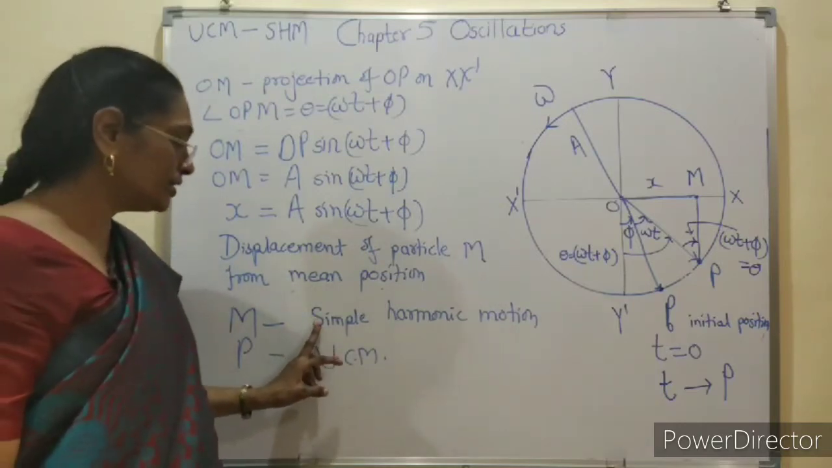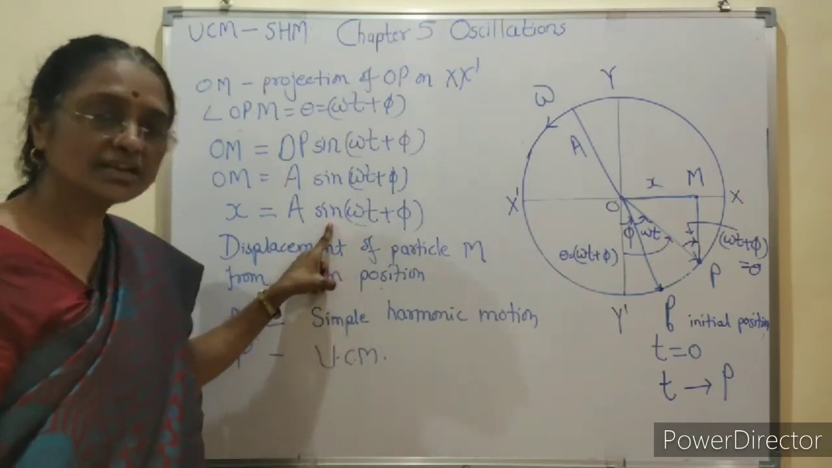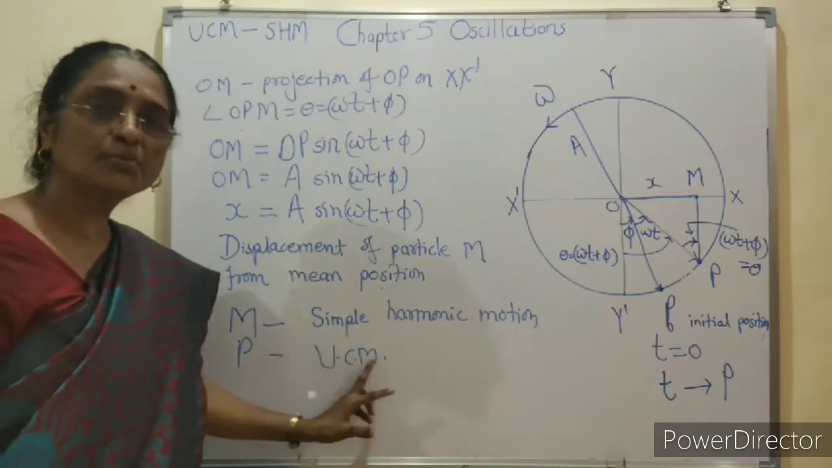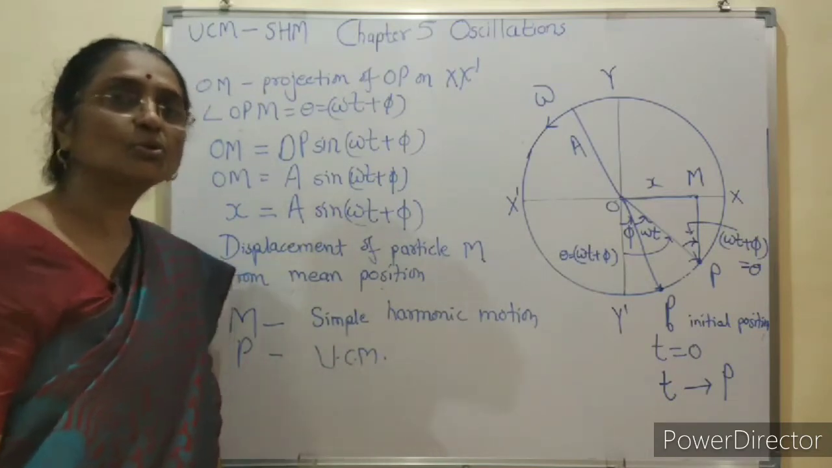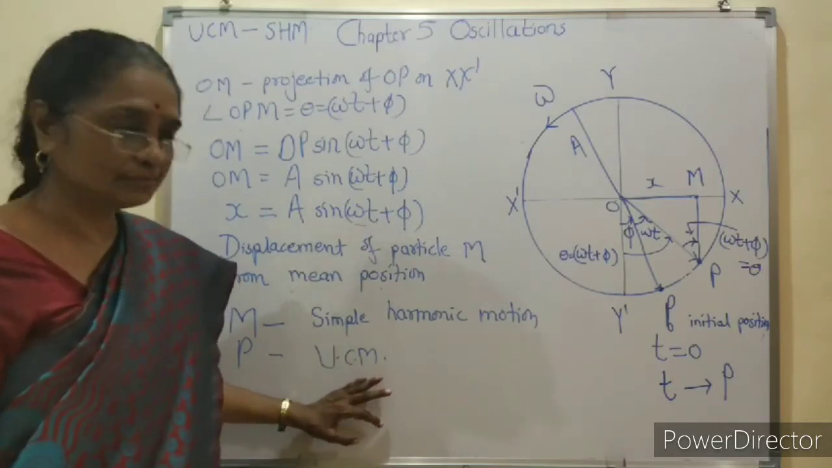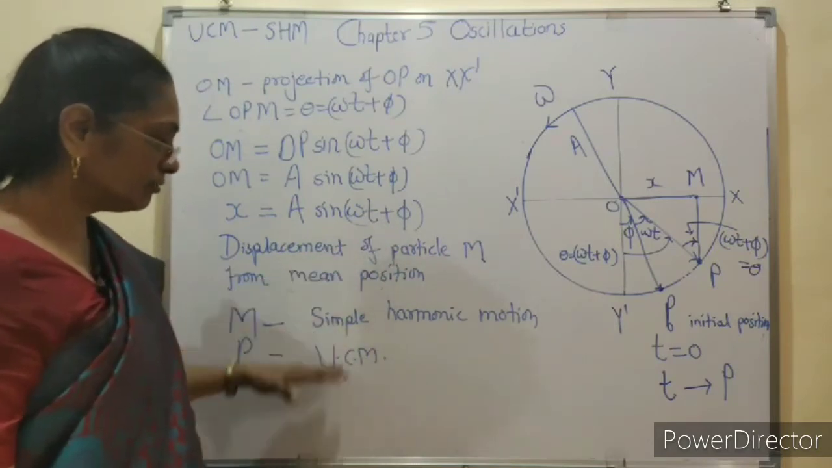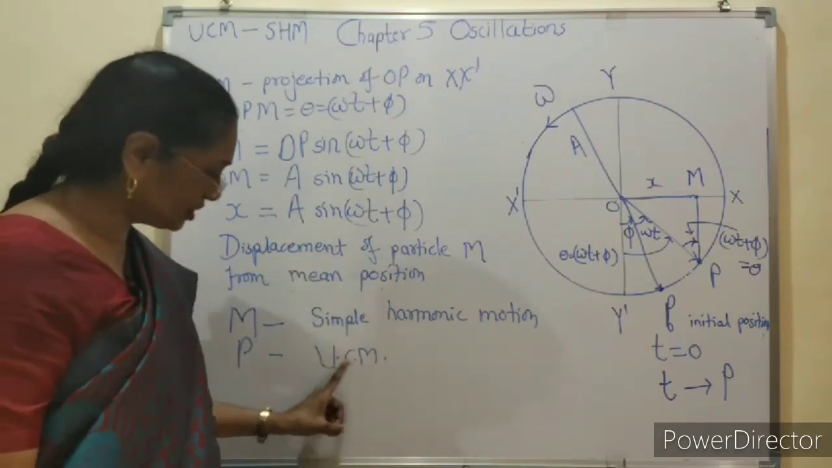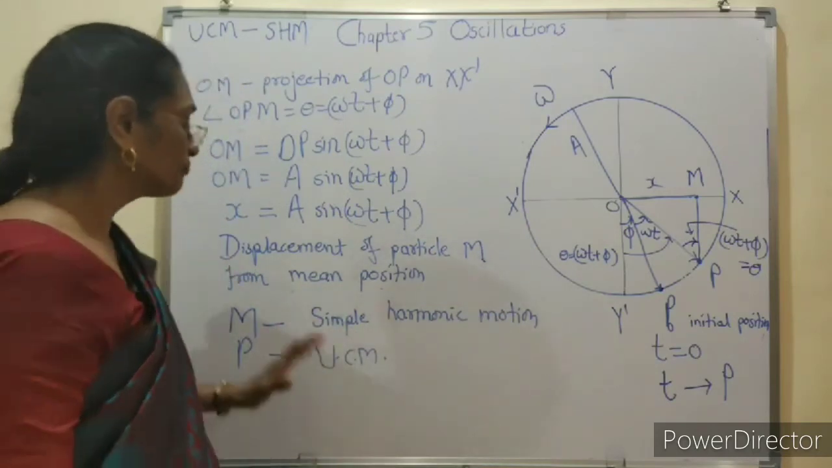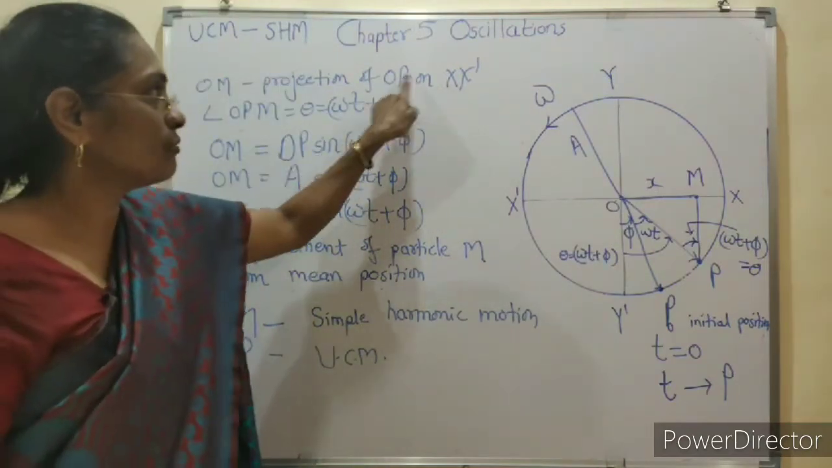Why have we concluded it is simple harmonic motion? Because it is indicated by a single sine function and its motion repeats when P continuously performs the uniform circular motion that we have taken for the observation. So when we observe for some time interval, the motions are repeated: UCM is repeated, and simultaneously simple harmonic motion is repeated. Here OM is the projection of OP.